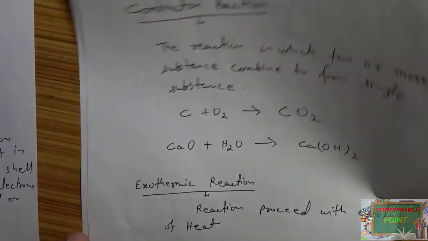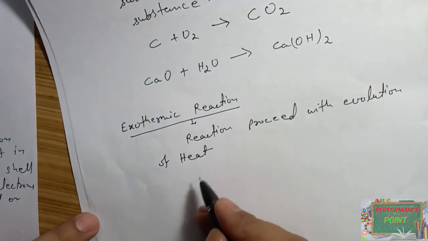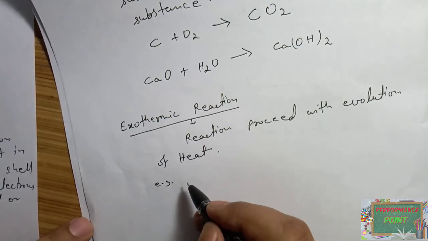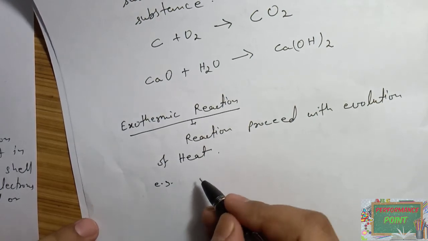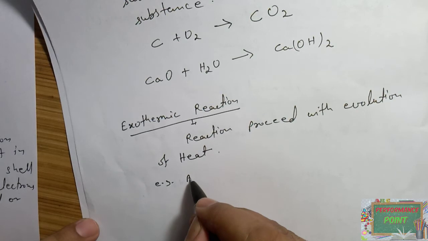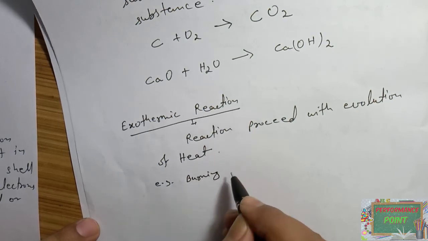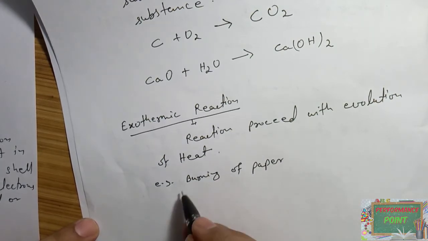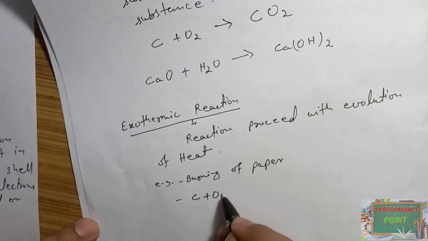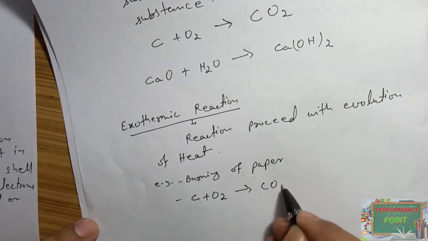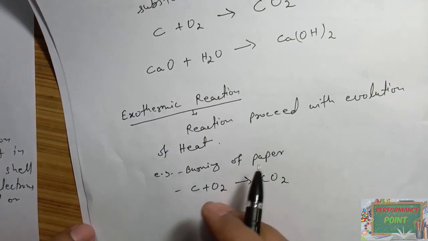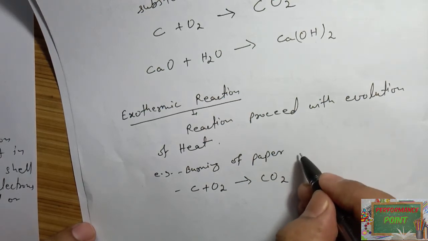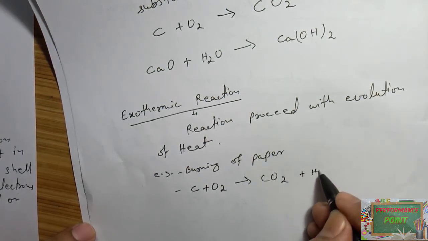Now you have to understand this in common life. For example, burning of paper, very simple, or even carbon you can write. Another one: carbon plus oxygen gives us CO2. So this is how exothermic works. But keep it in mind, evolution of heat is there.